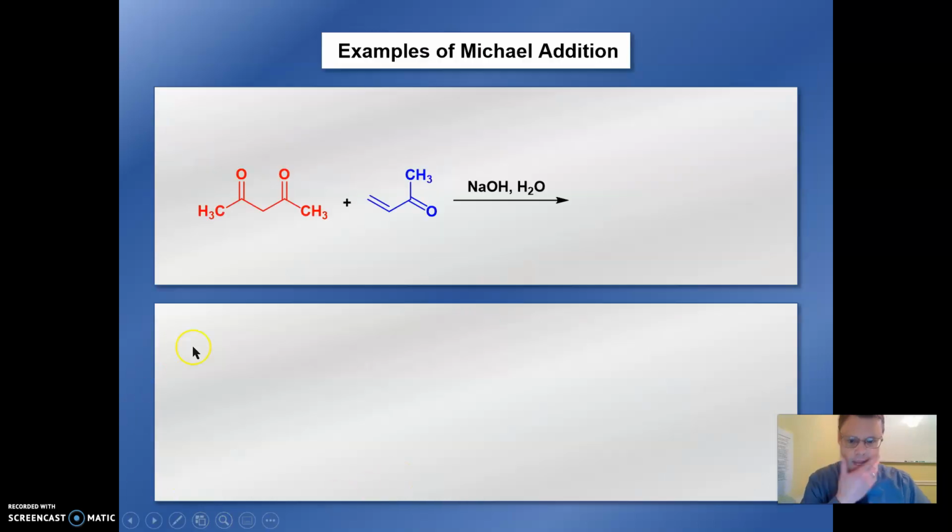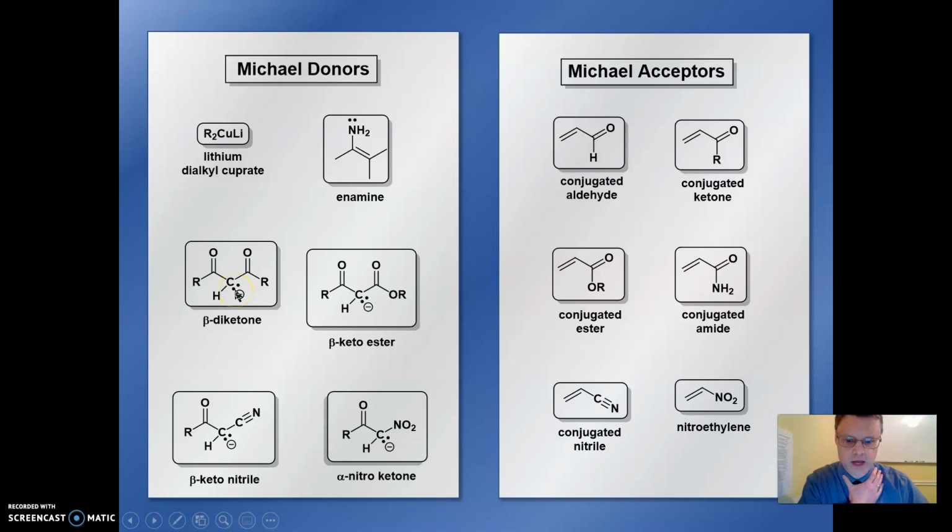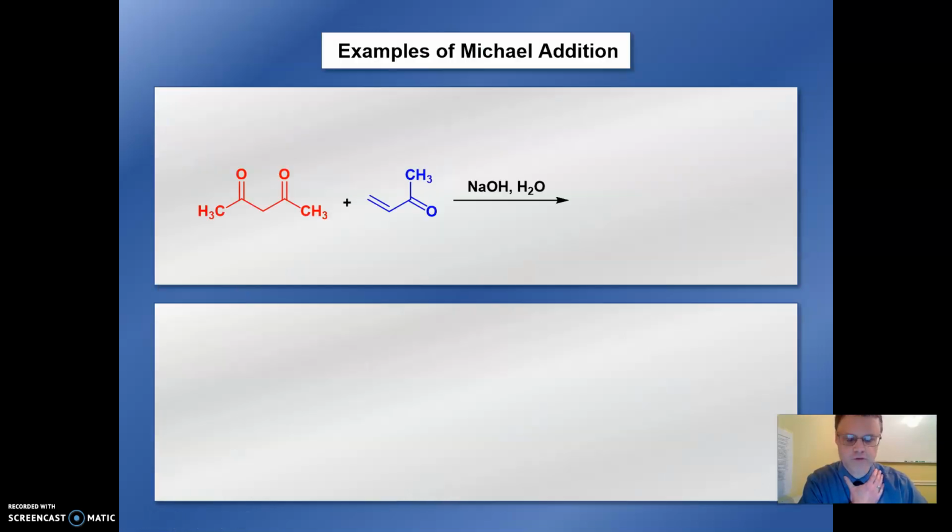And so here I'm using this beta diketone. Okay, in the presence of sodium hydroxide, we can make that nucleophile that we've got here, this carbanion. We can form that enolate, and then that enolate could attack this alpha-beta unsaturated ketone. All right, so we're forming a bond between this carbon and the beta carbon here. And so our product would ultimately look like this. Note that this double bond is no longer there.